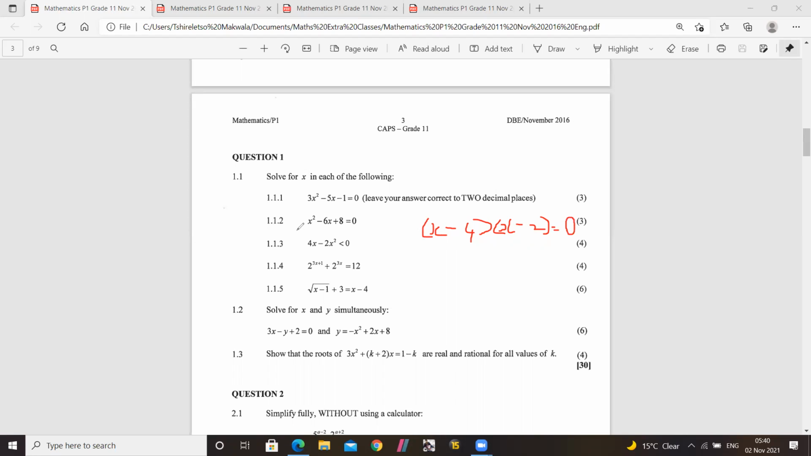So this is the third type of question you may have. This is a normal quadratic question, so solving a normal quadratic equation, this one.